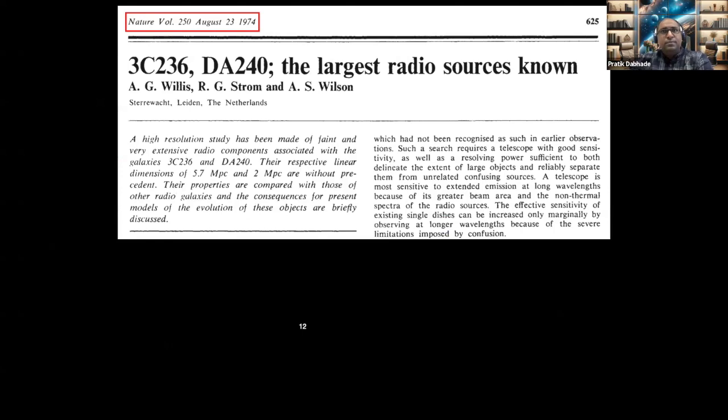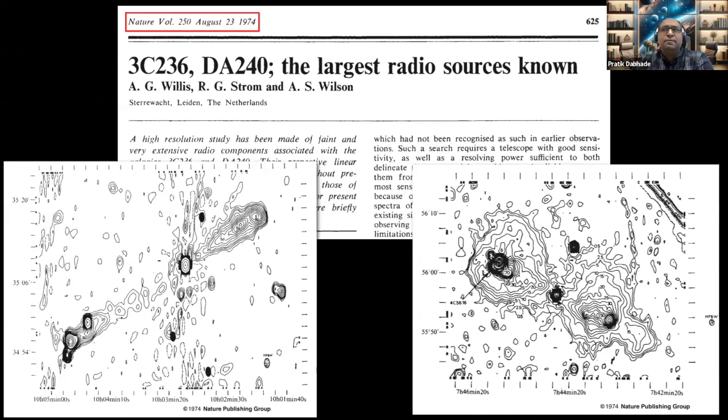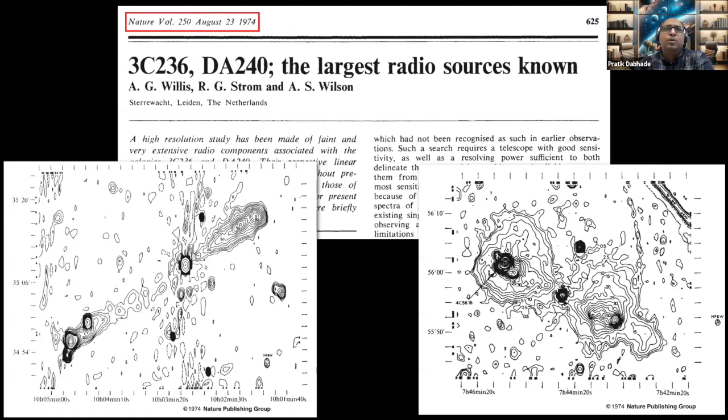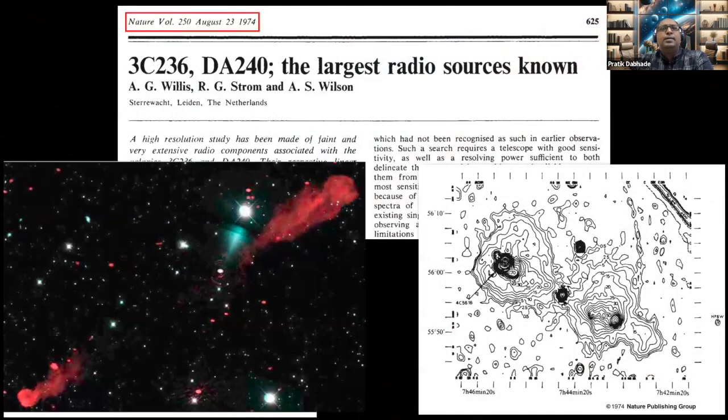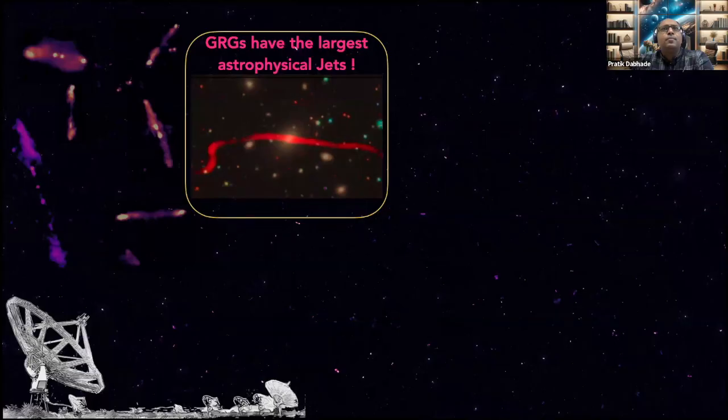Historically, these were discovered in the early 1970s, and these two galaxies were discovered with the Westerbork radio telescope in the Netherlands, and you can see these contour radio maps. Today, of course, we have much better data for them, and we see much finer detail. It has been nearly 50 years since then.